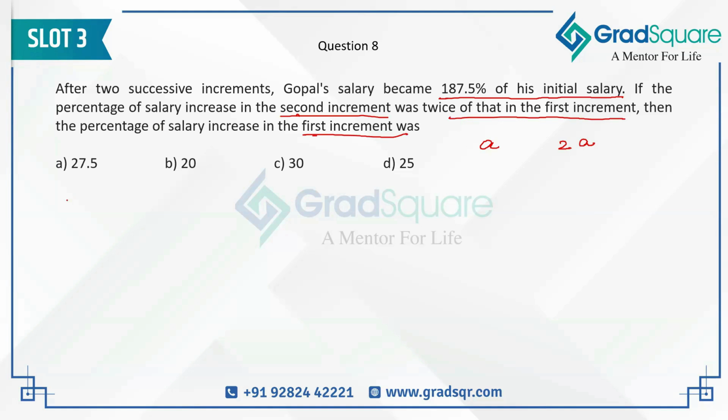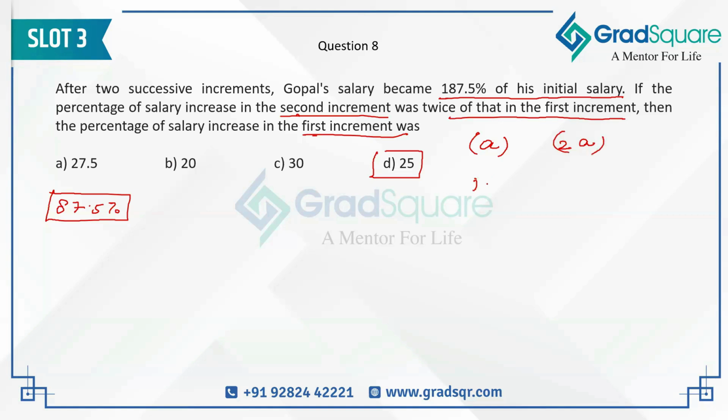Now, your net increase should turn out to be 87.5 percent because the value becomes 187.5 percent. So the increase is 87.5 percent. If you look at the options for a second, you would realize that the correct answer will turn out to be 25, because if you, let's say, take 20, what is the successive percentage change? It is a successive percentage change of A and 2A, correct?